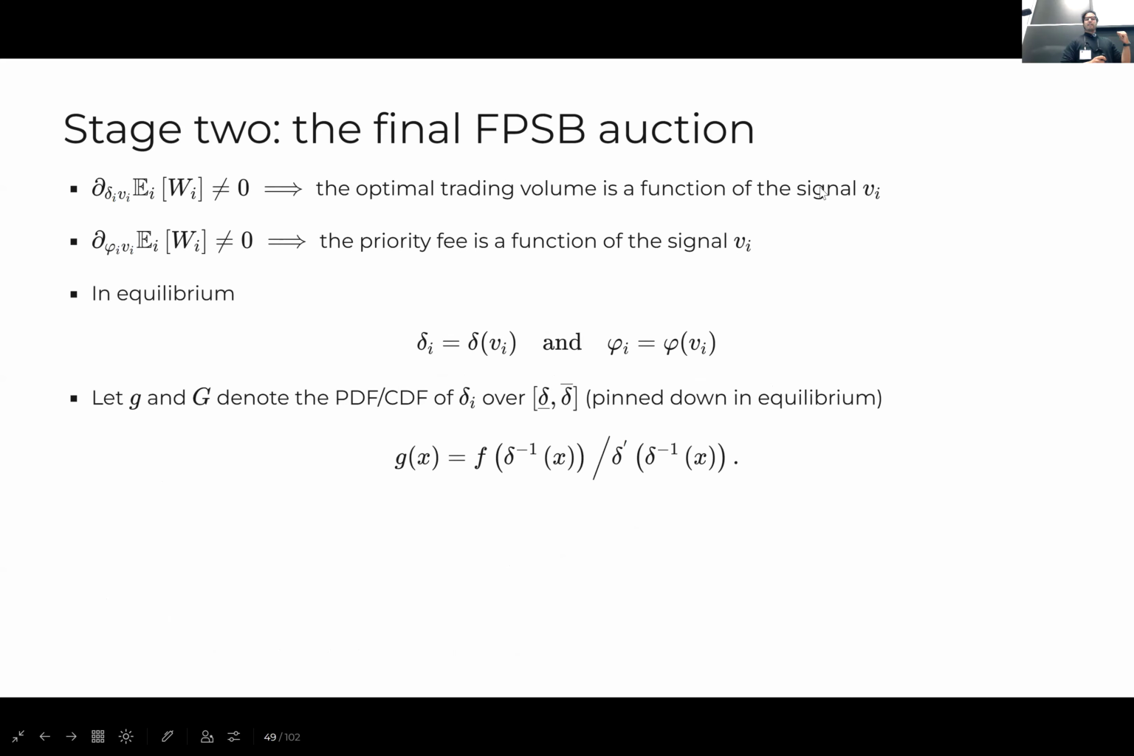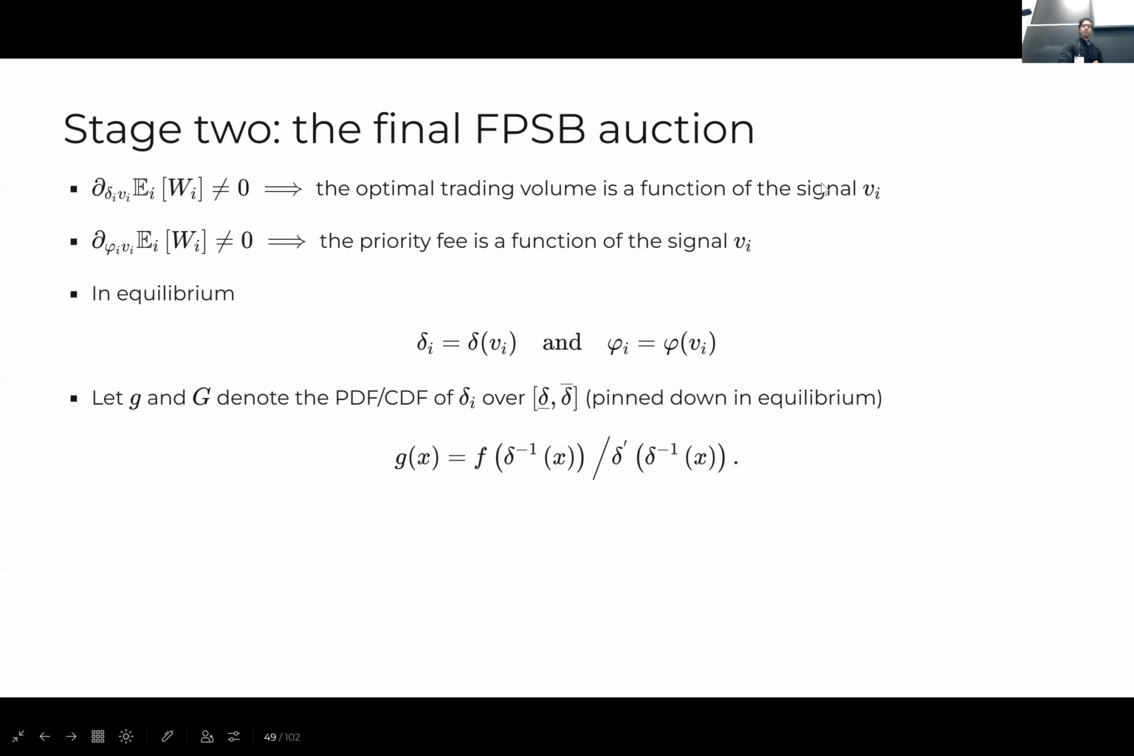Okay, so this cross derivative with respect to delta_i and v_i of my wealth is not zero, which means that my optimal trading volume in equilibrium will be a function of my signal, and the same thing holds for the priority fee. So my priority fee will also be a function of my signal. In equilibrium, I will just call the optimal trading volume delta of v_i and the optimal priority fee phi of v_i.